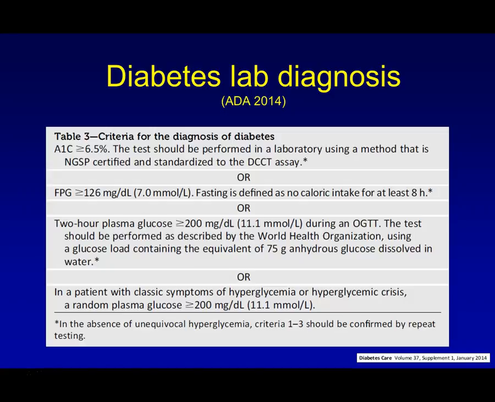When a glucose tolerance test is used, which means the ingestion of 75 grams of glucose and measurement 2 hours after the ingestion of glucose, and we then find a plasma glucose above 11.1 millimoles per liter, then the diagnosis of diabetes can be set. If any subject with or without classic symptoms of hyperglycemia presents with a random plasma glucose above 11.1 millimoles per liter, then the diagnosis of diabetes is set.